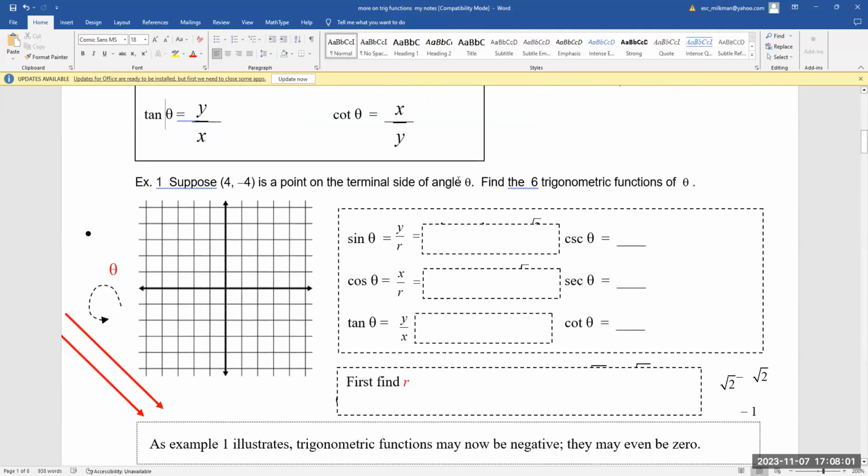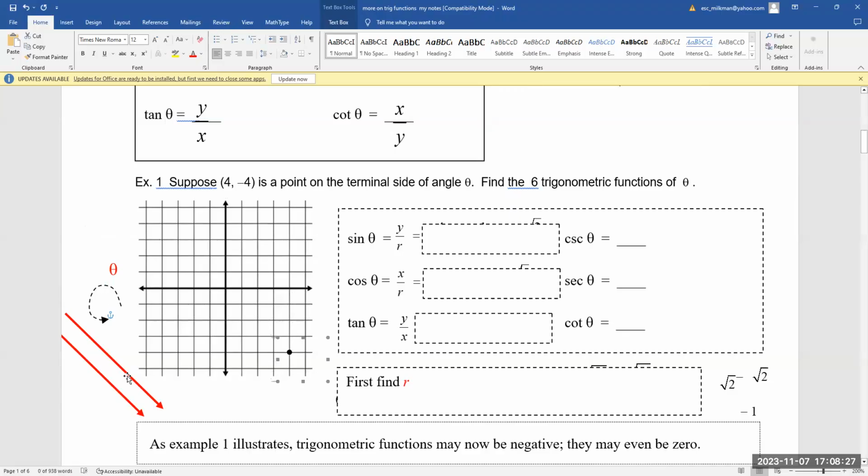Suppose 4 comma negative 4 is a point on the terminal side of your angle theta. Find the 6 trig functions of theta. So this actually came from our test. You were asked to plot the point 4 comma negative 4, going on the x-axis 4 spaces and then 4 spaces down. You guys did a great job on this, on your exam.